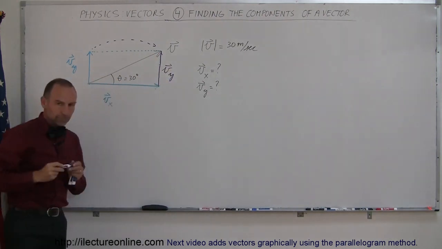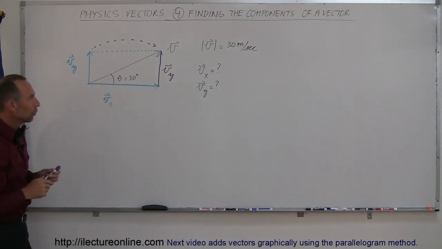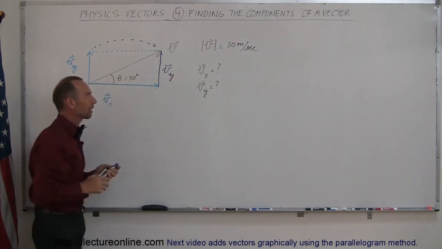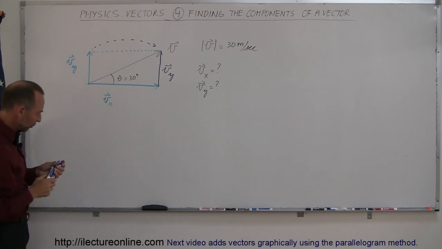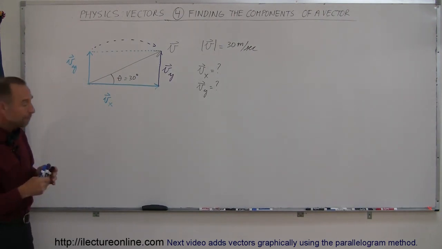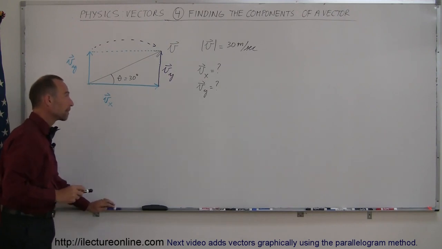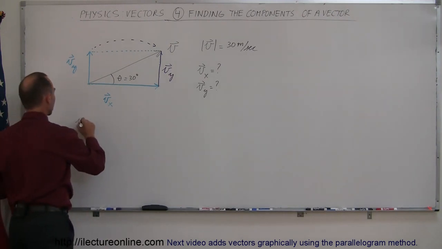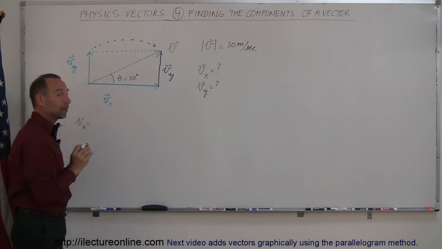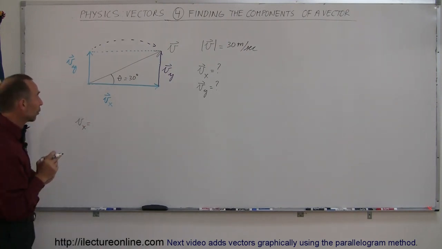Now, what are the magnitudes of those? If the velocity itself is 30 meters per second directed to the upper right corner, so to speak, what would be the magnitude of v sub x and the magnitude of v sub y? Well, that's the key of this video right here. So v sub x is equal to, now, notice I didn't draw a little arrow on there, so I simply talk about the magnitude only.